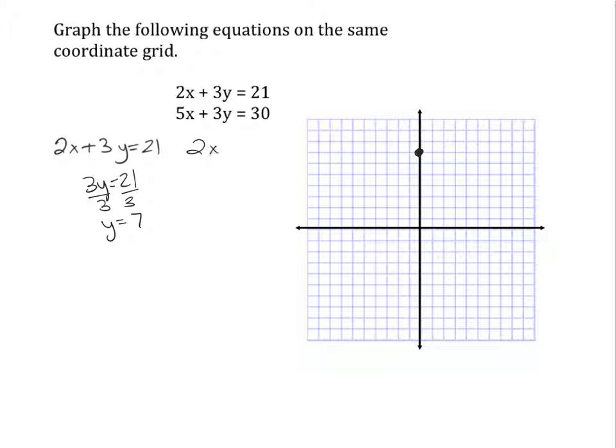You're going to do the same thing for the x-intercept. Again, either covering up the 3y or putting a 0 in. 3 times 0 is 0, so you're just left with 2x equaling 21. Divide that by 2. So you end up with x equaling 10.5. Again, that's a little bit beyond where we're at on this graph, so you gotta go a little bit further than what I have graphed.